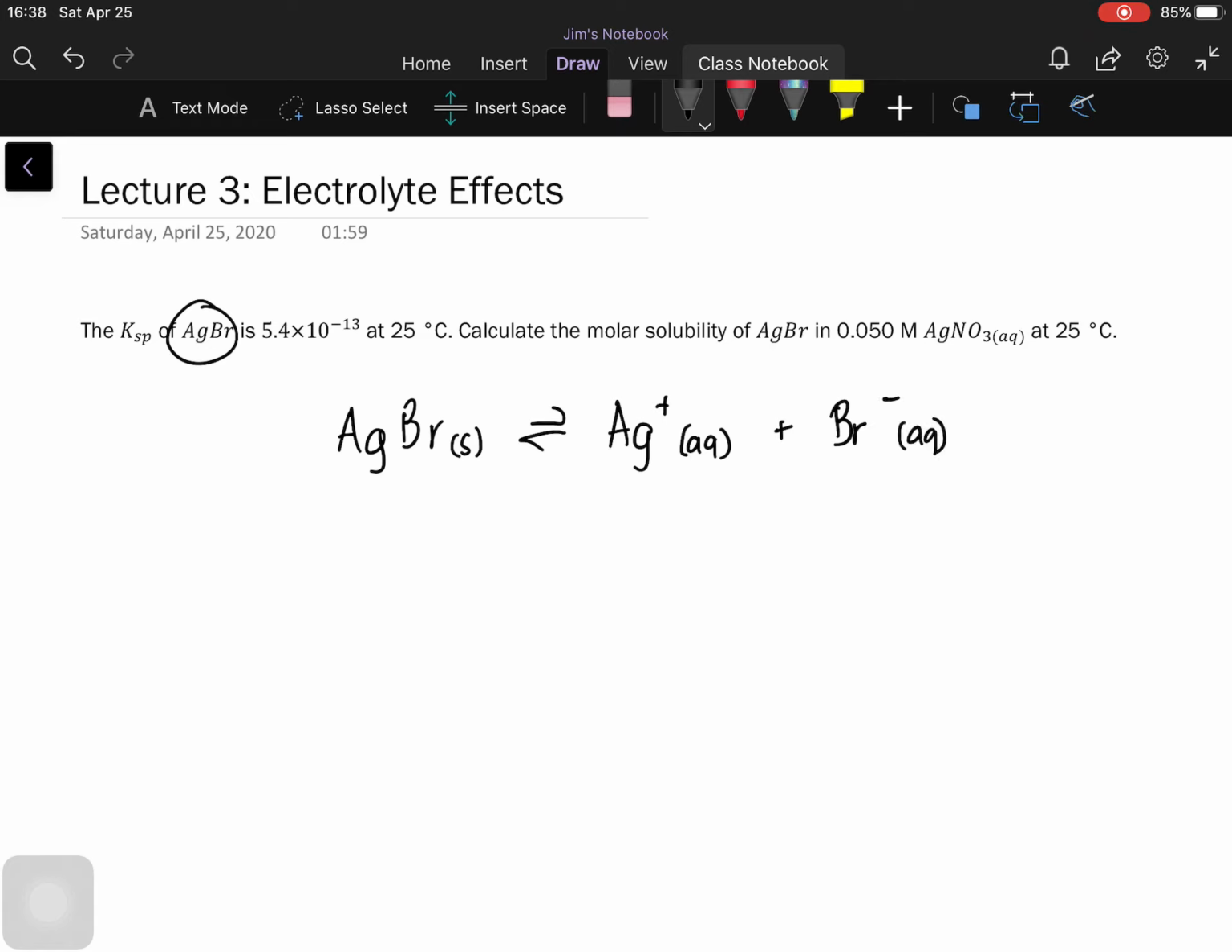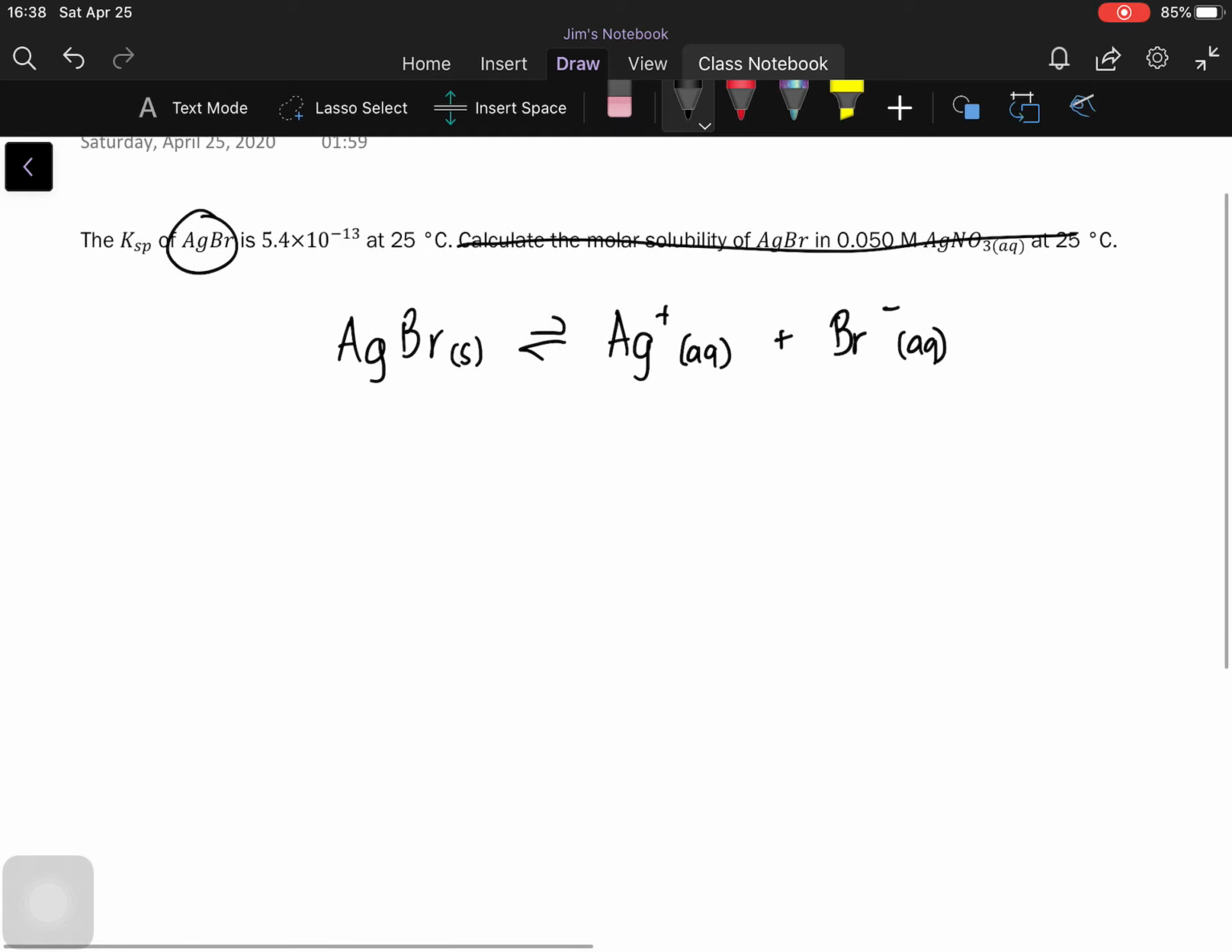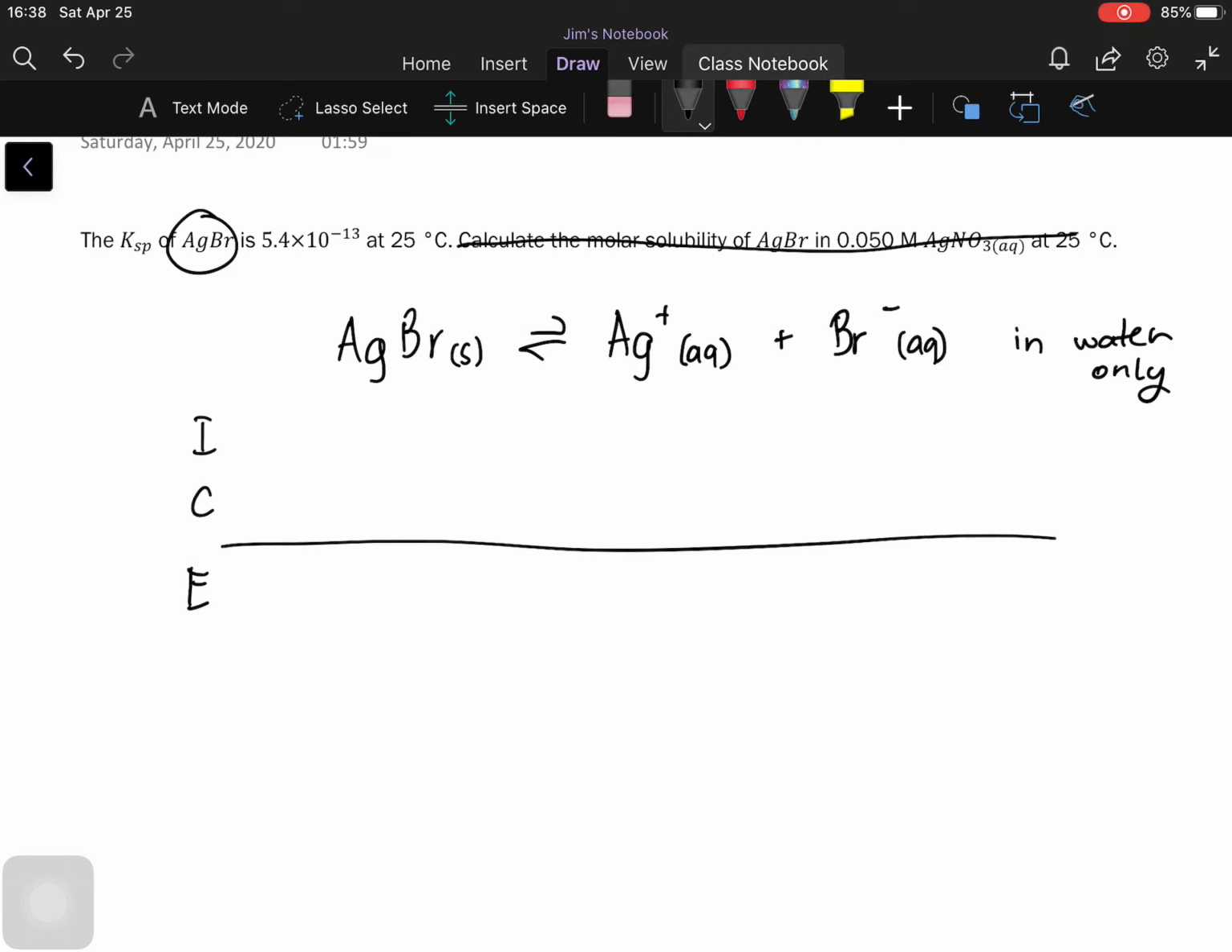Let's disregard this first. What we're going to do is that, given the KSP, we're going to look for the solubility of silver bromide in pure water, in water only. To do that, we're going to use an ICE table. Remember, for solids, we are not going to write anything on the ICE table because that's not needed anyway.